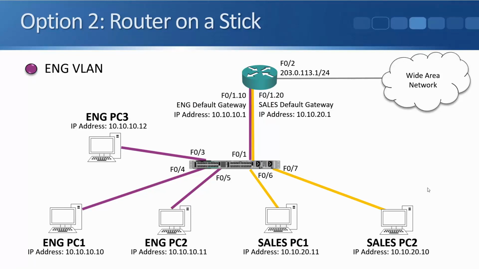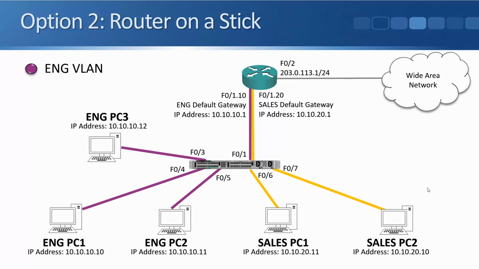We've got our switch here in the middle, and we've got our access ports configured on here for our engineering VLAN PCs and our sales PCs. In the previous option, we were using a separate physical interface on the router for each of our different VLANs. But a problem with that is you're going to run out of interfaces. So a way that we can resolve that is by using virtual sub-interfaces on the router, which are all on the same underlying physical interface. So that's what we're doing here.